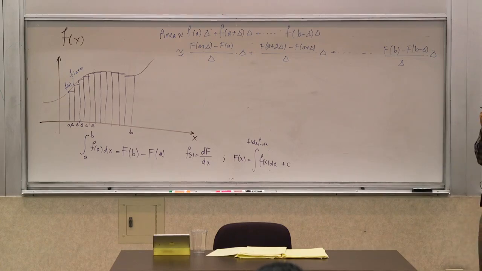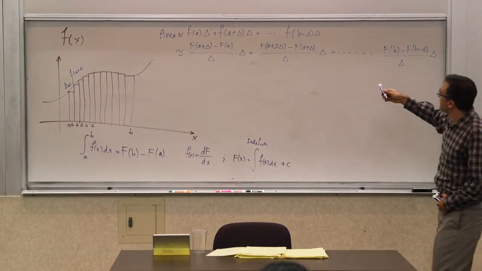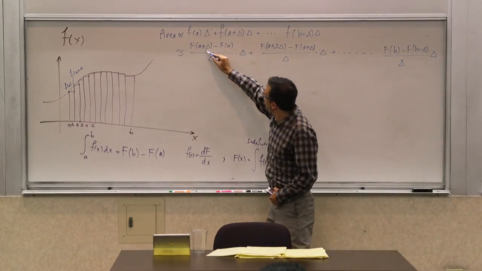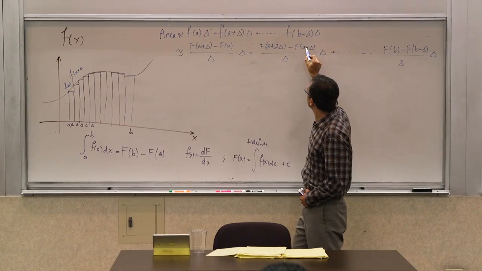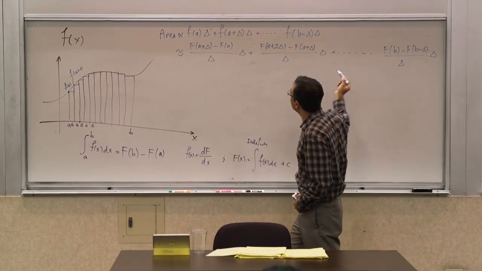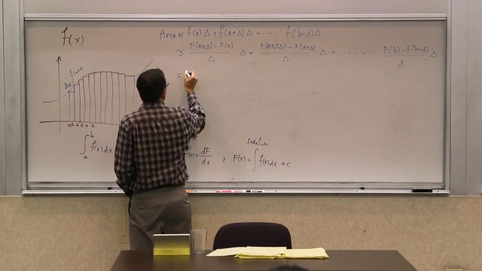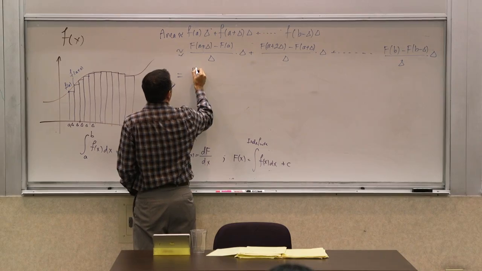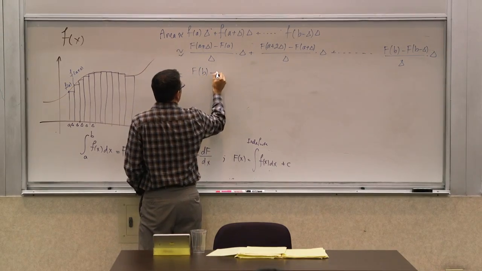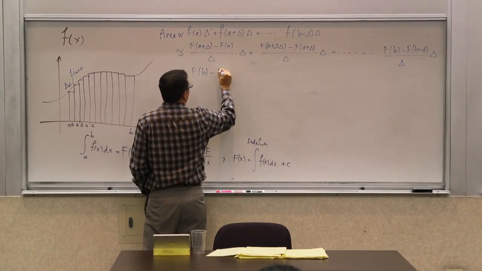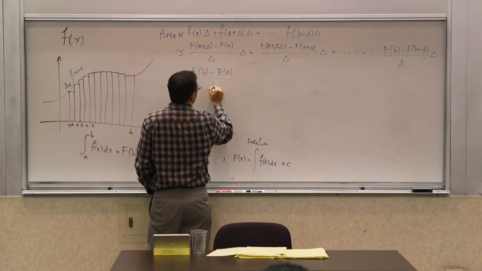So this sum is actually pretty interesting because it shows you that these terms start canceling out. For this term, you have that term, and so on and so forth. So these two cancel and these two cancel. The only thing that's left, now that these two are equal, is f of b minus f of a divided by delta times delta.